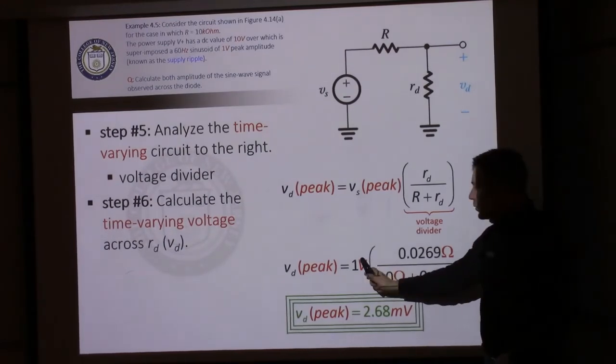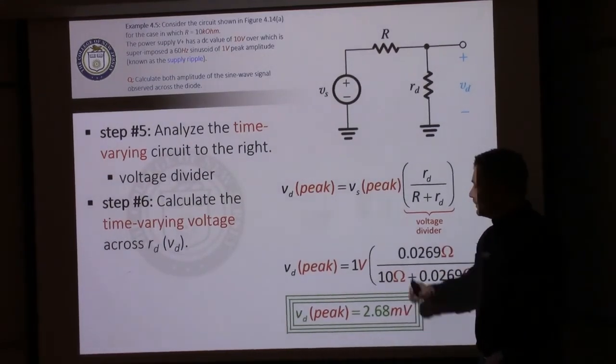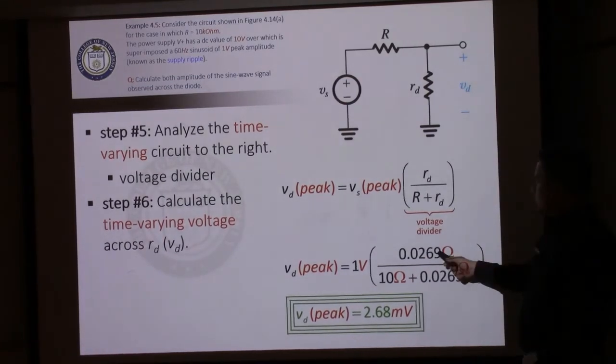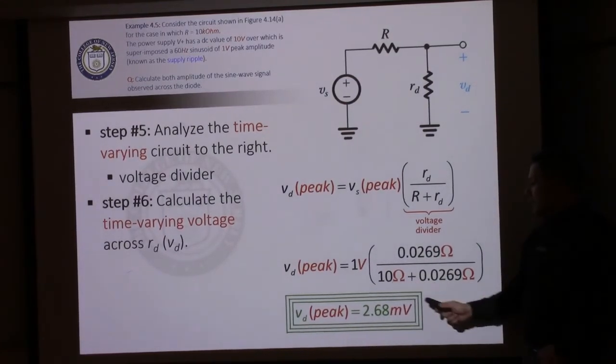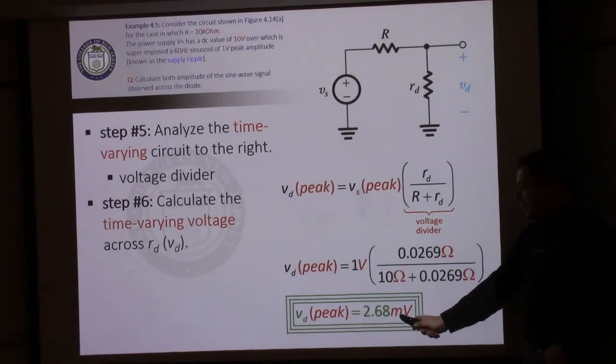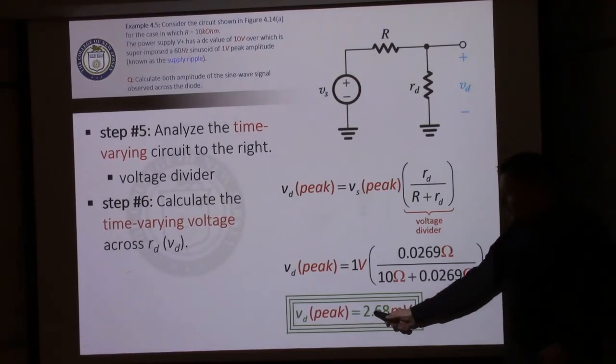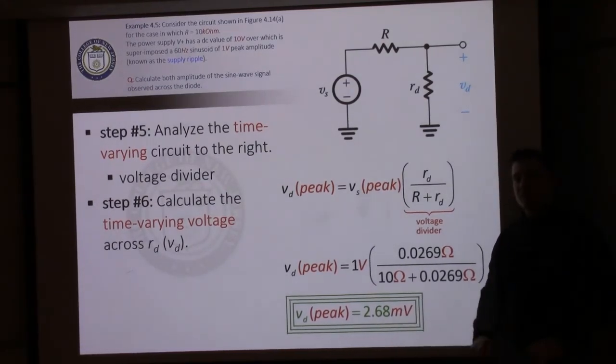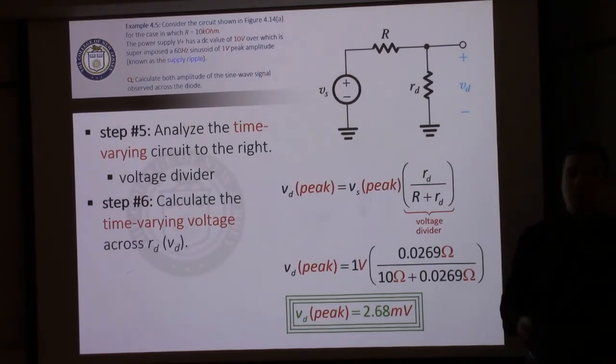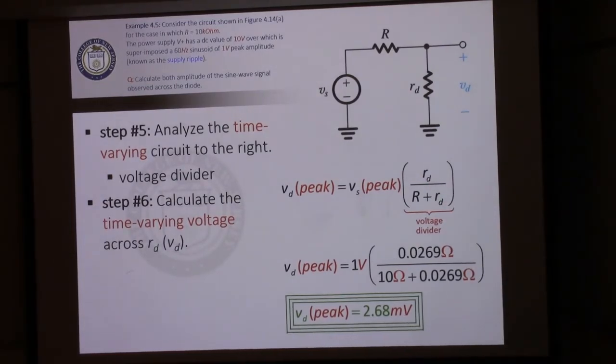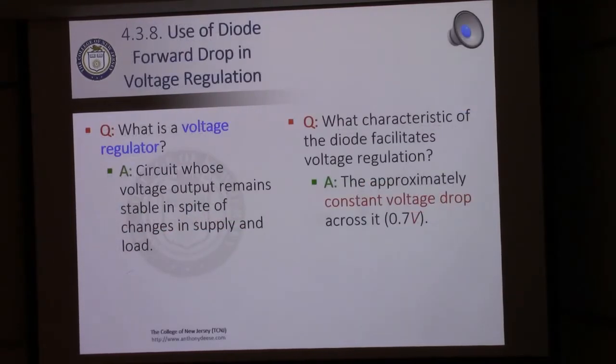Our ripple has a 1 volt peak amplitude. We plug in our values, 26.9 ohms, 10,000, 26.9 ohms, and the result is we get a 2.68 millivolt peak amplitude of the output across the diode.